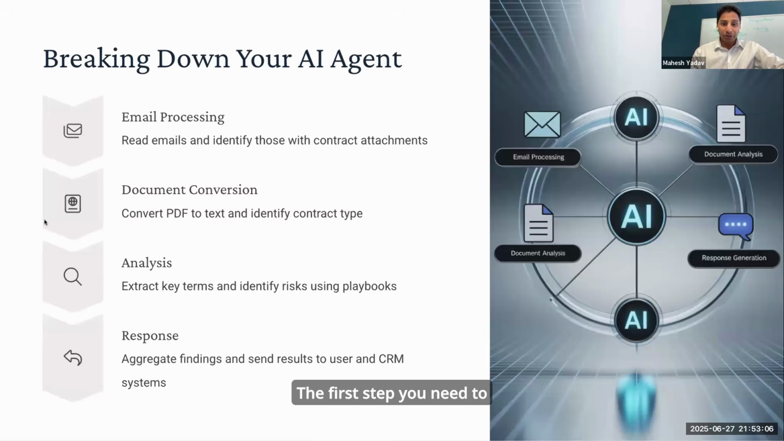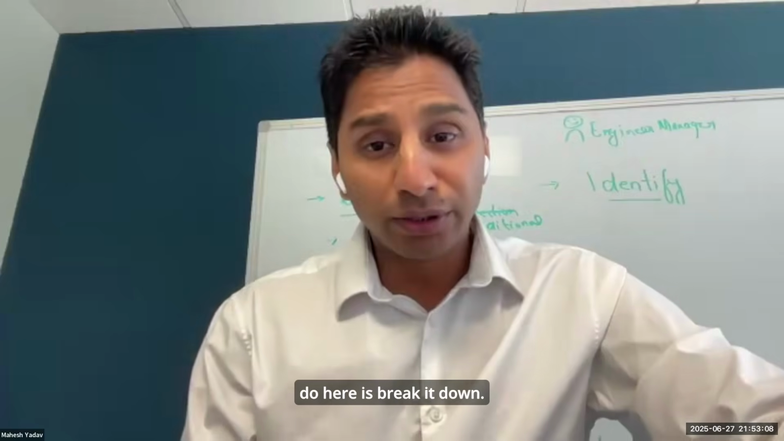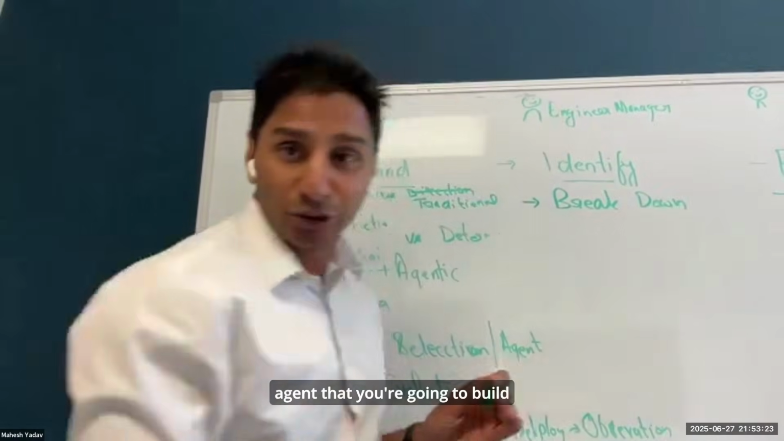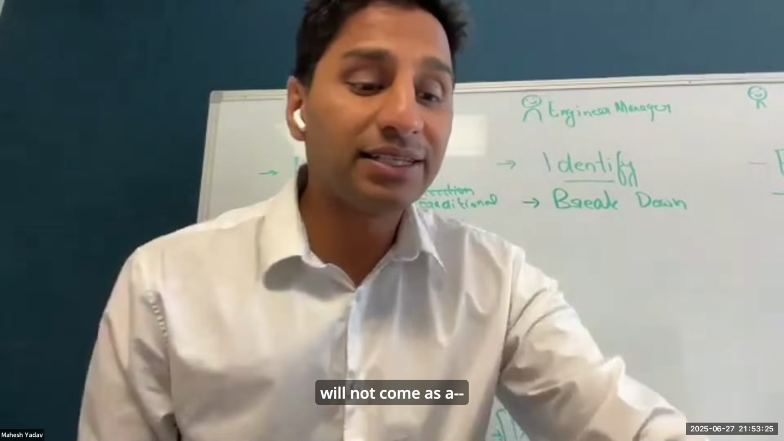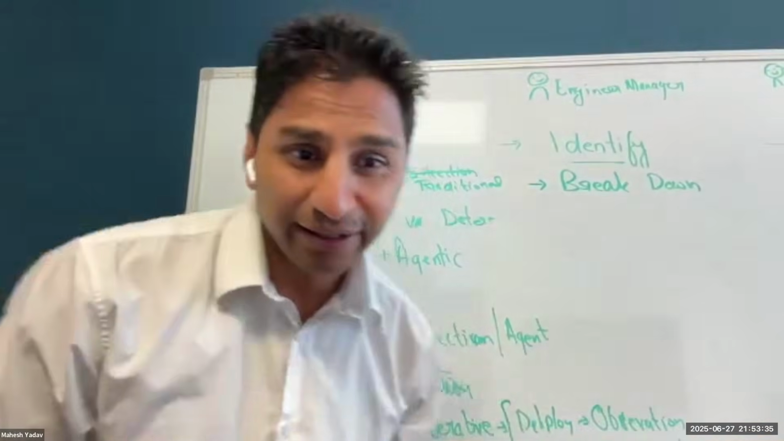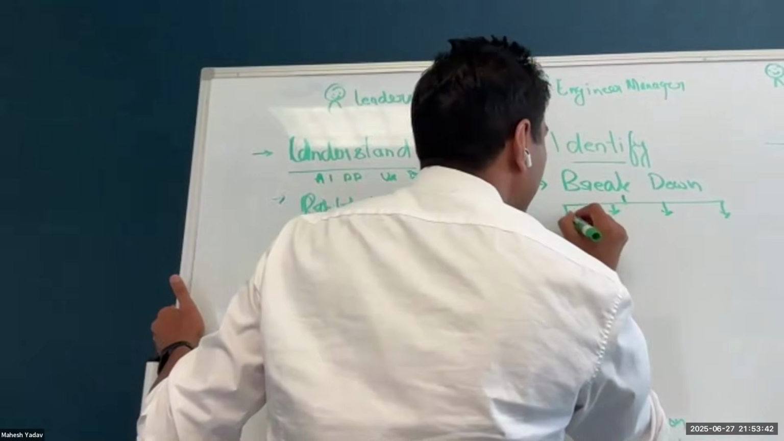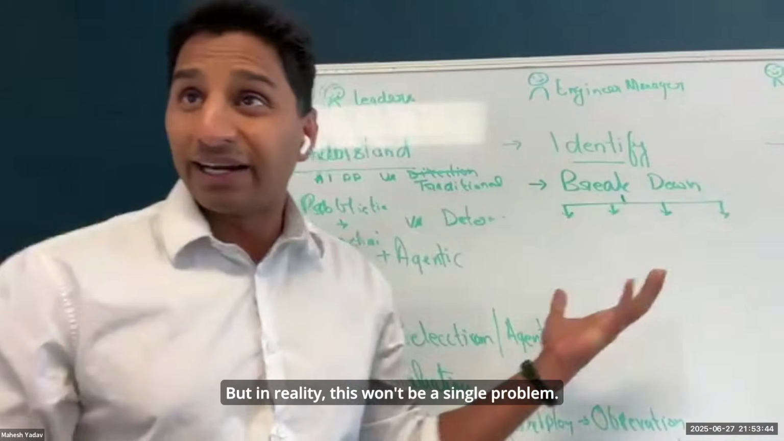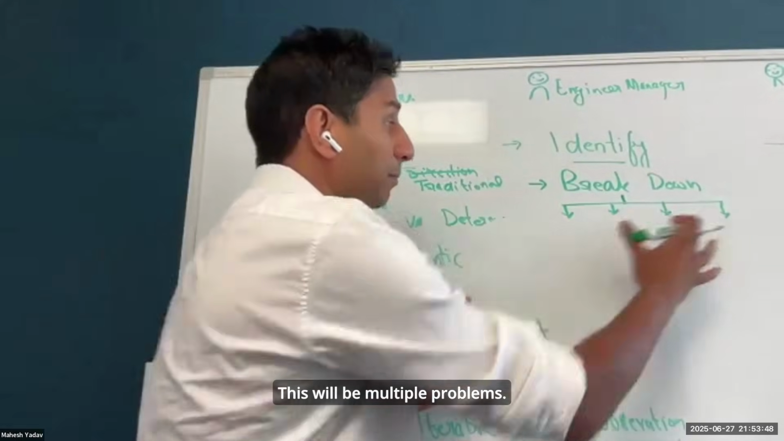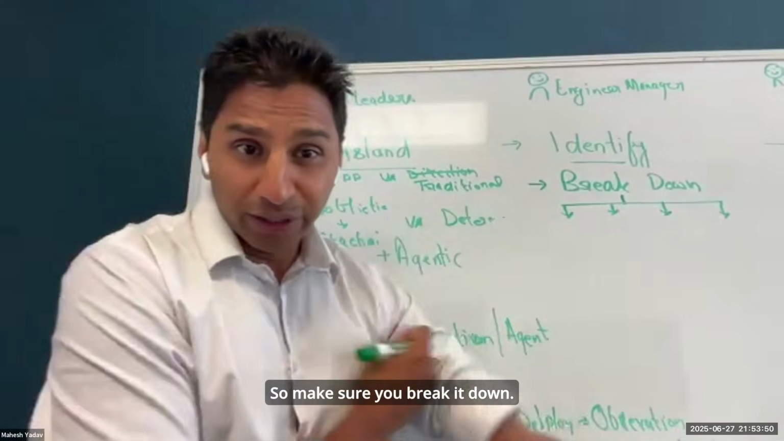The first step you need to do here is break it down. Every problem in AI or every agent that you're going to build will come across as sounding like a simple agent, which is you give me a contract and I will give you risks in that contract. But in reality, this won't be a single problem. This will be multiple problems. So make sure you break it down.